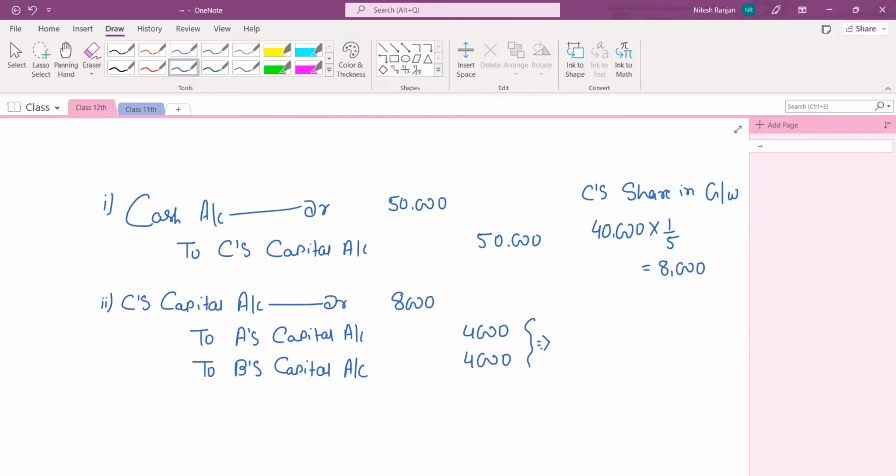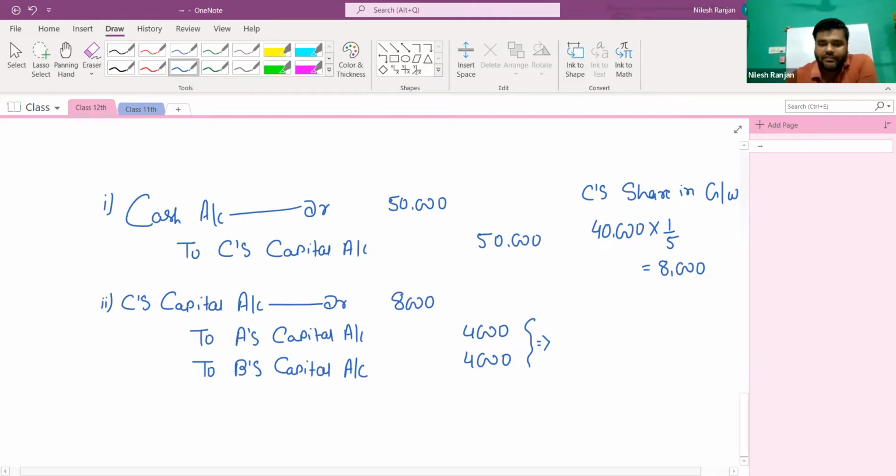Sir, because there is no profit sharing ratio. No, profit sharing ratio is given in the question, that is 3:2. Anyone remember this concept? Actually, the goodwill brought by new partner is distributed between old partners in sacrificing ratio. Not old ratio, it is distributed in sacrificing ratio.